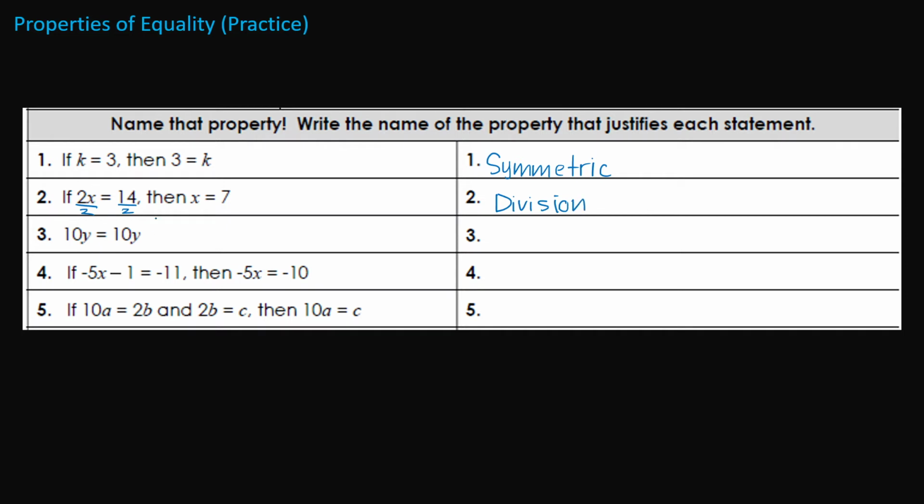Number 3 says that 10y equals 10y. That means a number or value equals itself. That's the reflexive property.